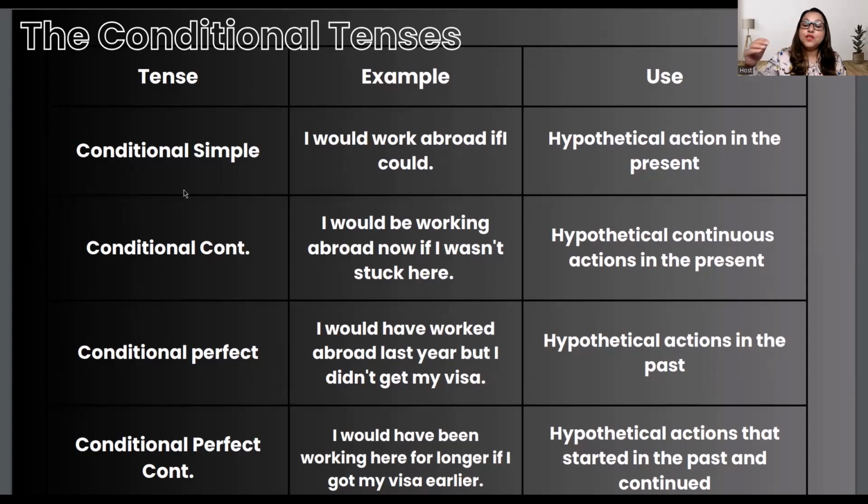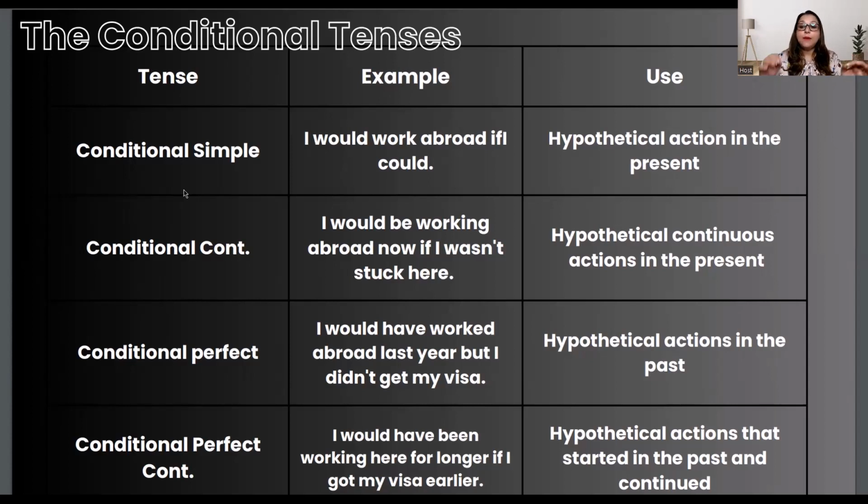So conditional simple is used for the hypothetical action in the present. I would work abroad if I could. The second, conditional continuous, is a hypothetical continuous action in the present. I would be working abroad now if I wasn't stuck here. I would be living in Chandigarh if I wasn't working here. So that is a hypothetical continuous situation, action in the present.